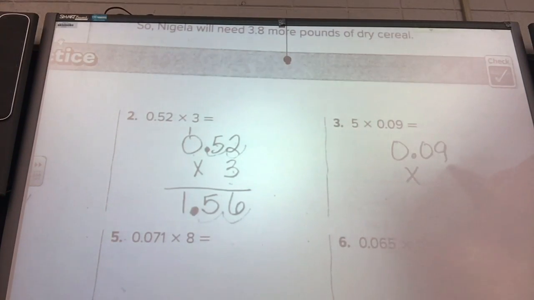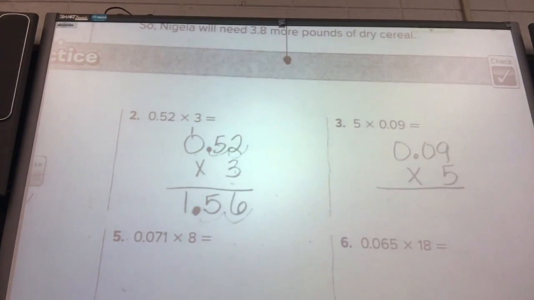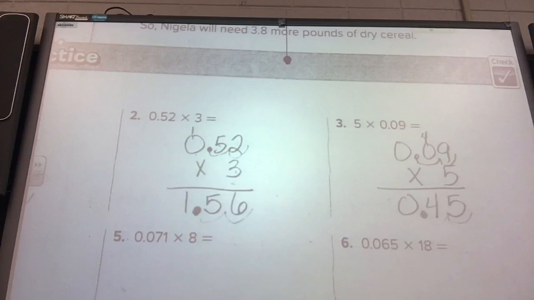0.09 times 5. 1s times the 1s, 9 times 5, or 5 times 9 is 45. 5 goes down, 4 goes up. 5 times 0 is 0, plus 4 is 4. 5 times 0 is 0. Over 2, go down below, over 2. 2 on the top means 2 on the bottom.